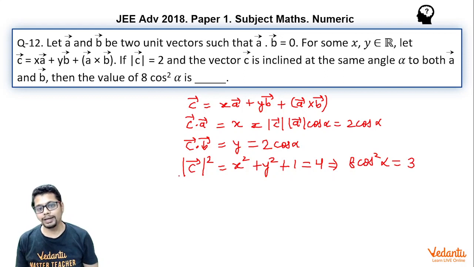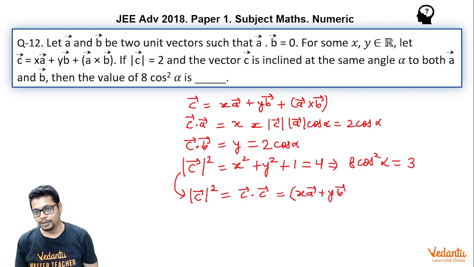Now you may wonder, okay, how's that? Magnitude of C vector square is x square plus y square plus 1. So let me prove it for your conviction. Magnitude of C vector square I can write as C vector dot C vector, which essentially means xa vector plus yb vector plus A vector cross B vector dot the same thing, xa vector plus yb vector plus A vector cross B vector.